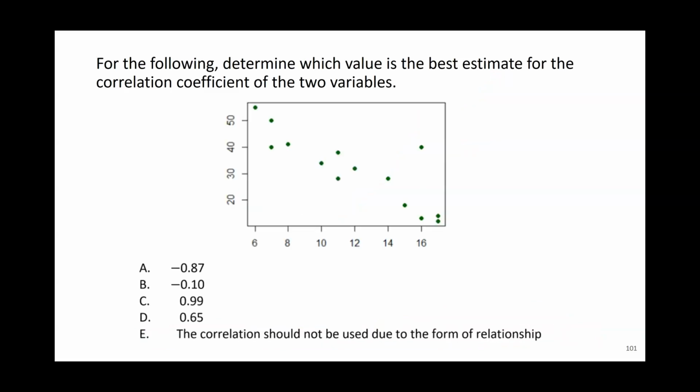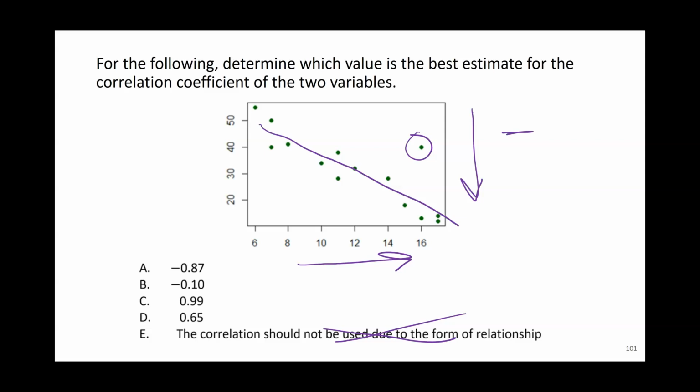And I think this is the last one in this set here. So determine the best guess correlation coefficient. Okay, so I like to do this a lot. I fit a line to it. There's kind of an oddball point there, but I would argue it's linear. So I would say, no, it's not going to be E. But based on what I just drew, when I go from left to right, I'm going downward. So this is a negative relationship.